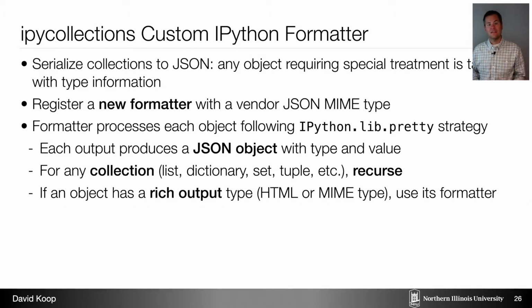And so for any collection, we're going to flag those things as well as recurse, so that any rich outputs nested inside also are formatted correctly. But if an object has a rich output type already, so it has an HTML renderer or HTML format or some other MIME type, we can use its formatter directly as well.